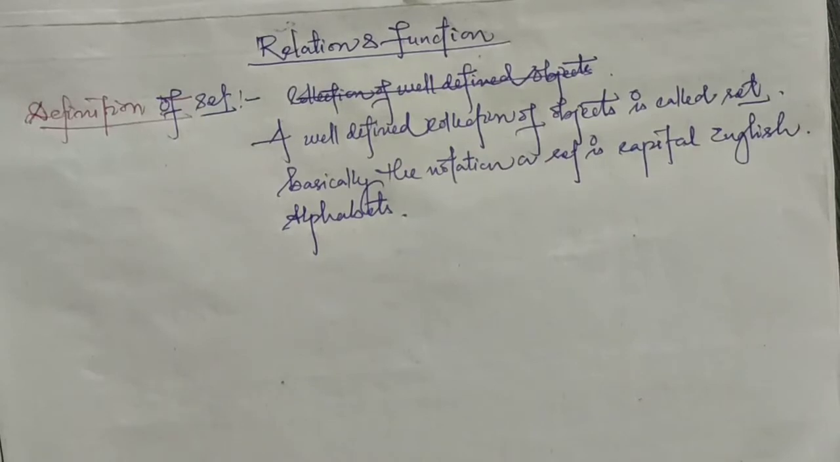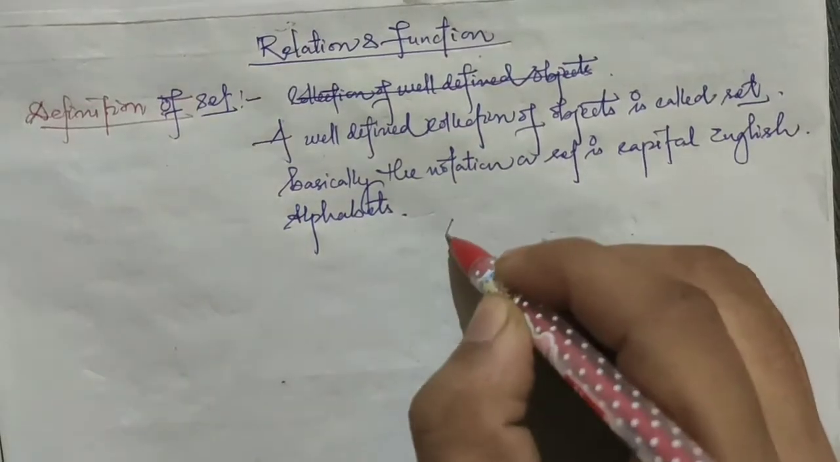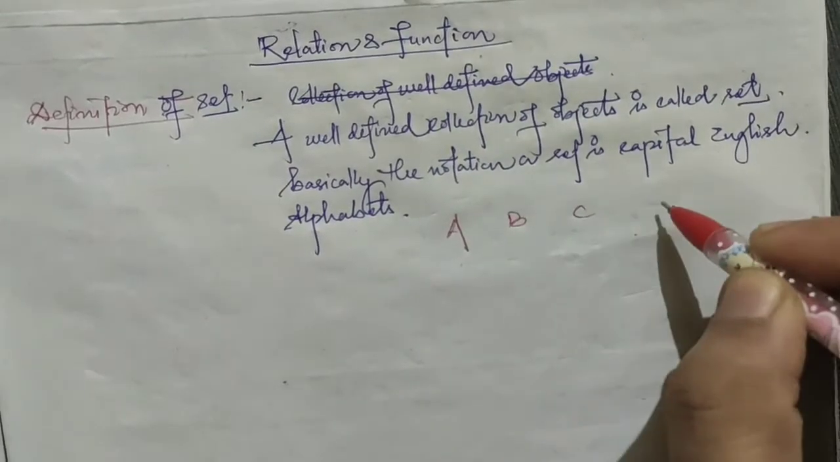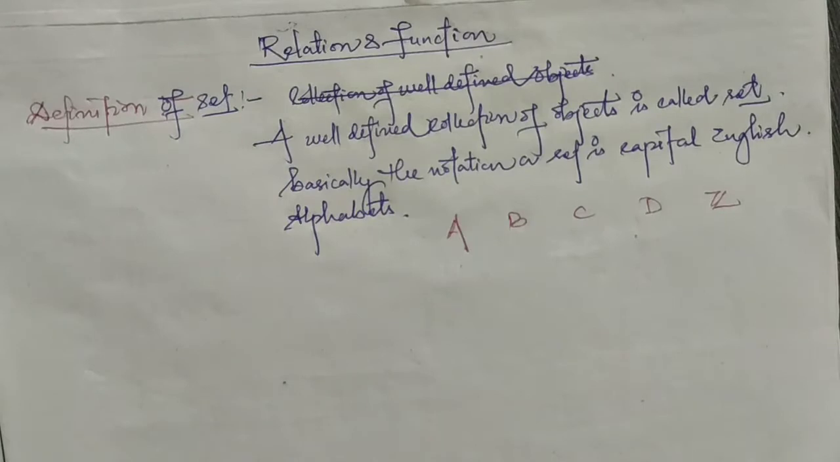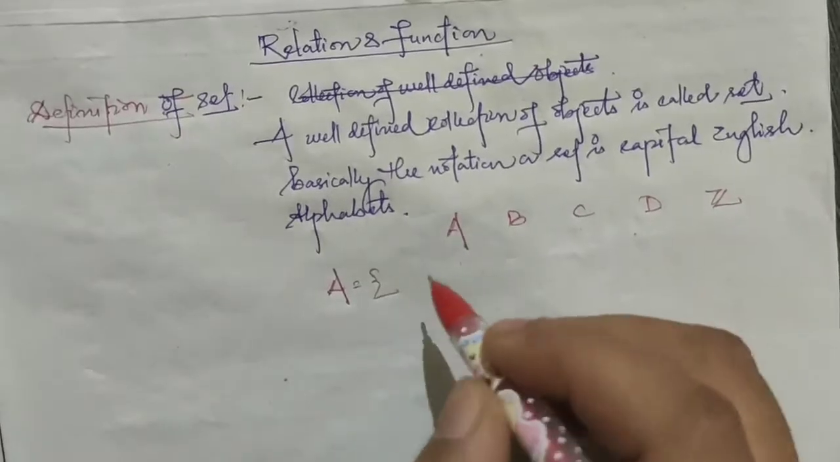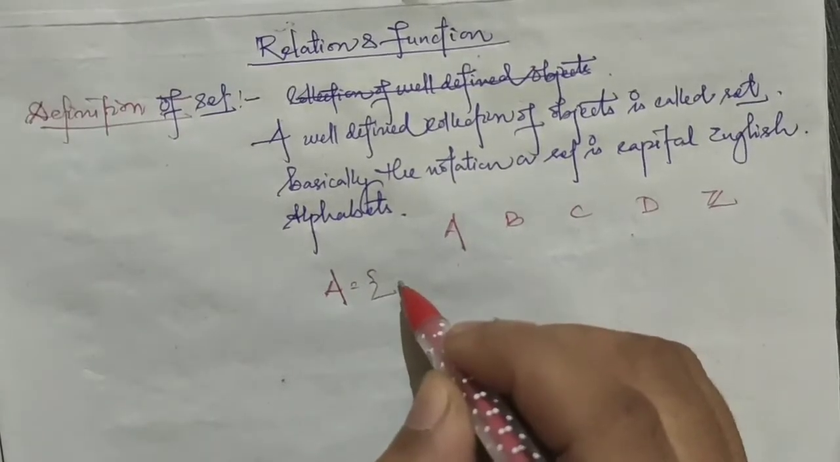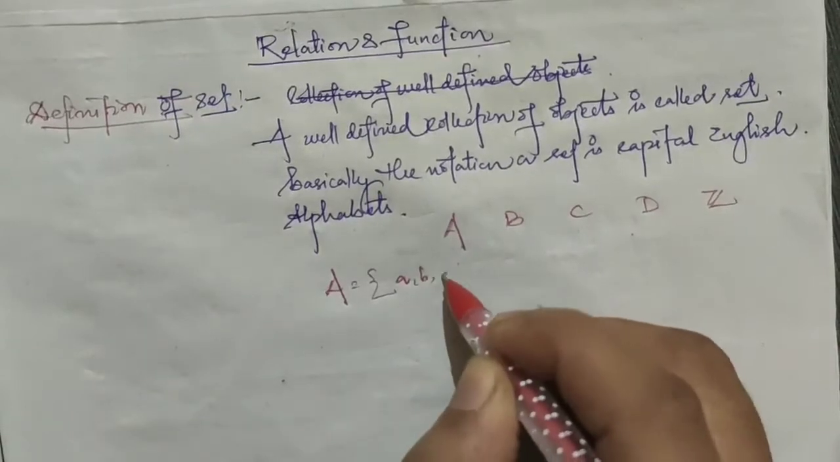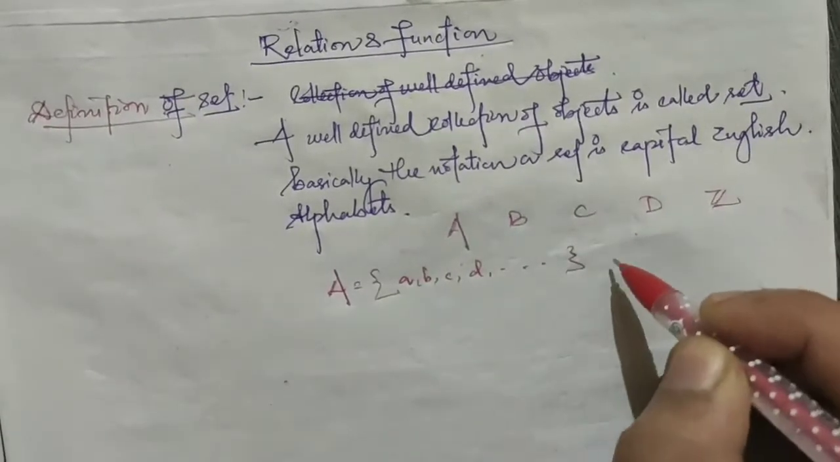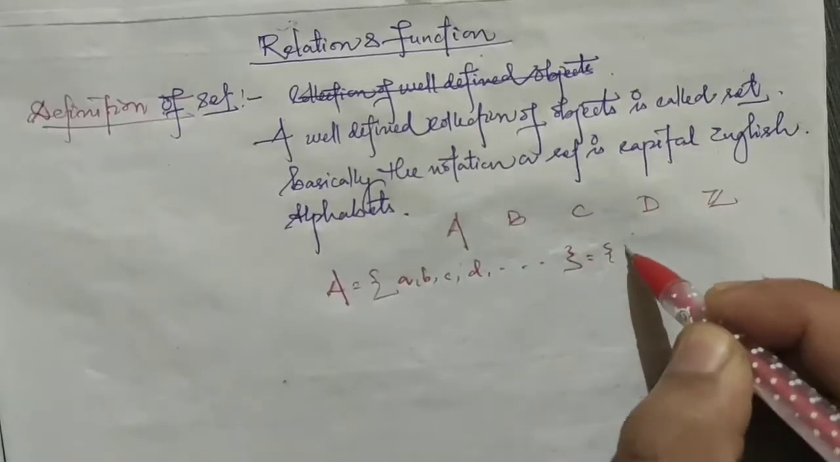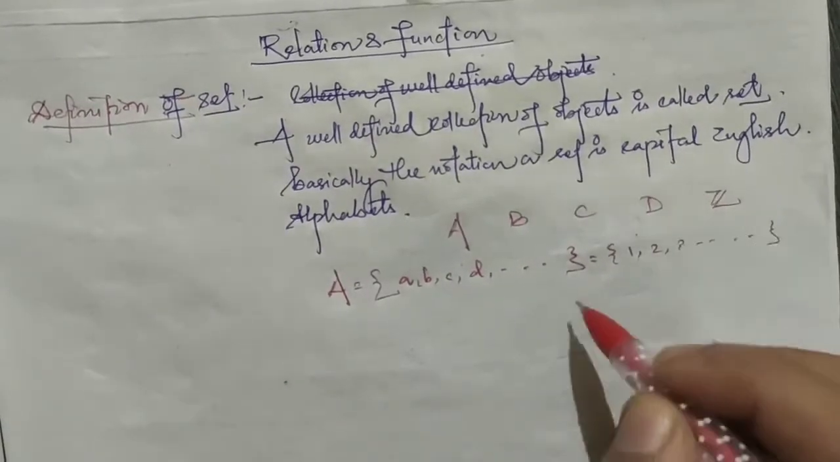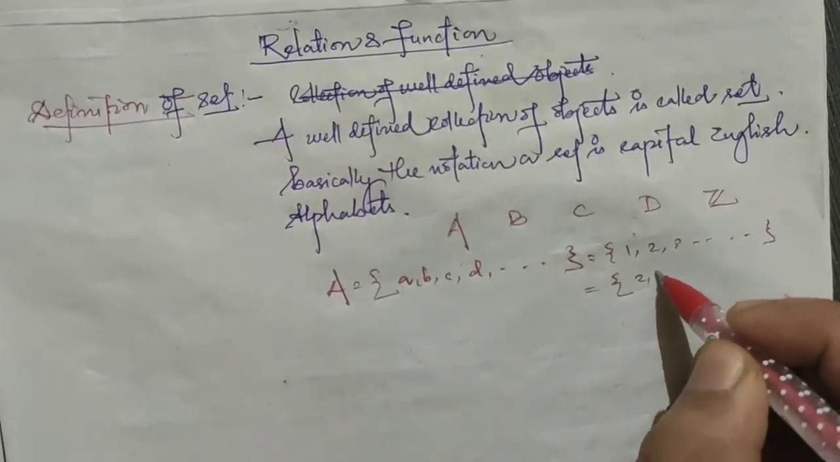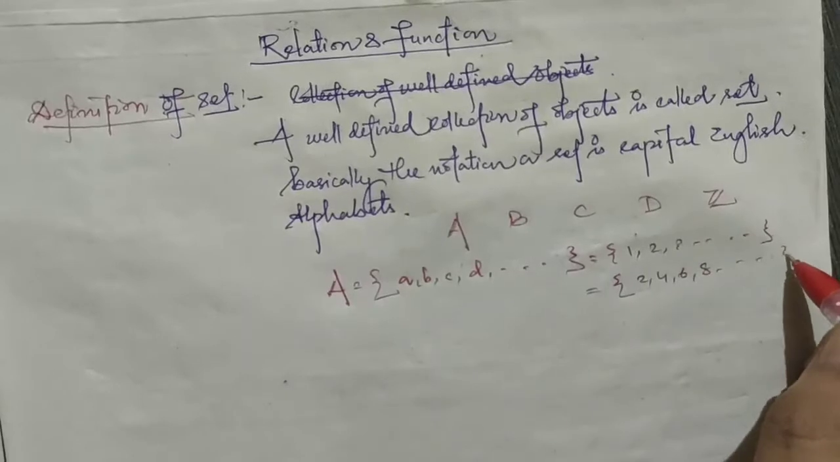So what is a set? A well-defined collection of objects is called a set. Basically, the notation of a set is a capital English alphabet letter, like A or B or C or D or Z, anything like this. And how are we going to write the elements that belong to this set? We write them in small letters, like a1, a, b, c, d. Otherwise you can put numbers like 1, 2, 3, or even numbers 2, 4, 6, 8, like that.